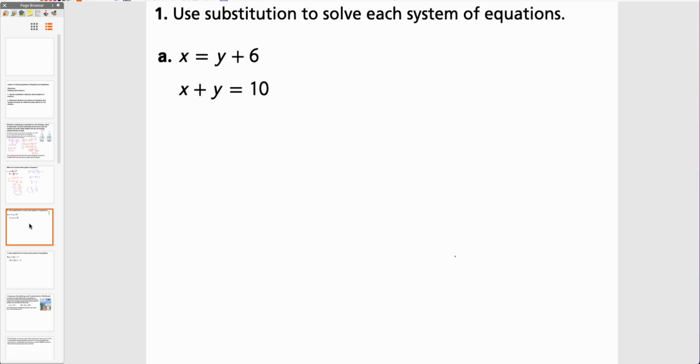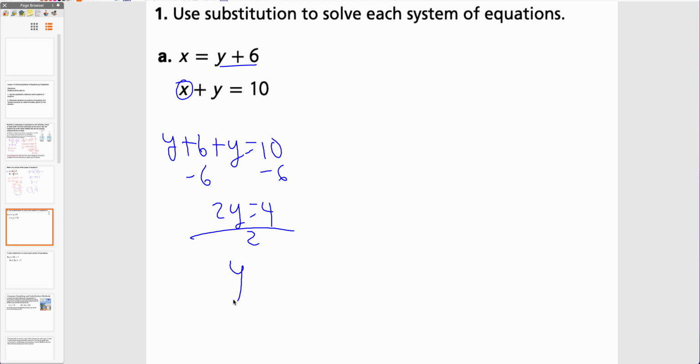A lot of these, especially at the beginning here, doing substitution, are going to be set up in a nice simple format. You're already going to know what one variable equals. So all we have to do is make our choices. X equals y plus 6, so I can put y plus 6 in for x, right? Y plus 6 plus y equals 10. Subtract 6, so 2y equals 4. Divide by 2, so y equals 2. That was simple enough. X equals 2 plus 6, so x equals 8.